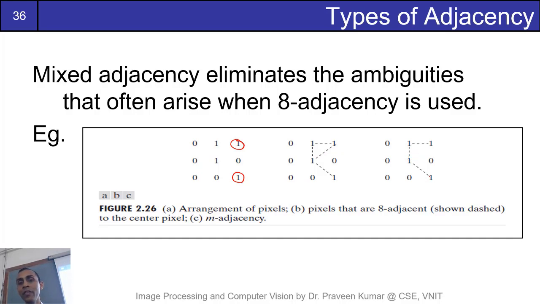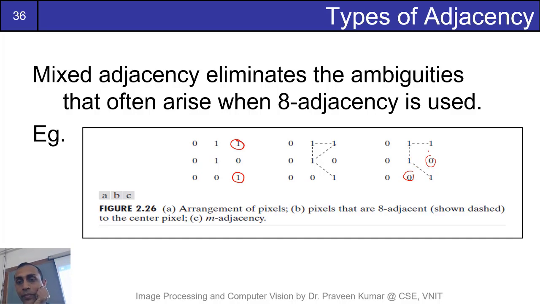In mixed adjacency, what we defined, now these two pixels are M adjacent because we said either they should be four neighbors or they should be diagonal neighbors, provided they don't have a common four neighbor. So now these two are diagonal neighbors and they don't have a common four neighbor. Their four neighbors are only this, and they don't belong to the set 1. So they don't have a common four neighbor. So these two are M adjacent.